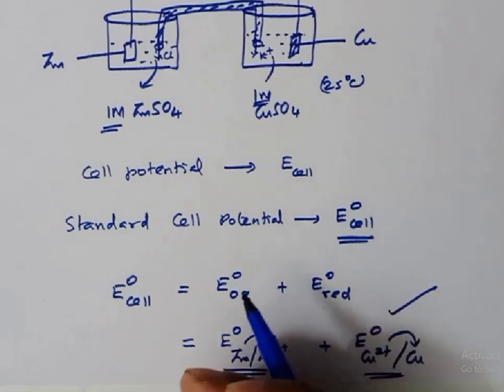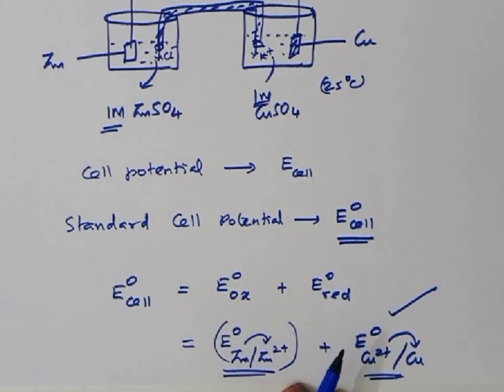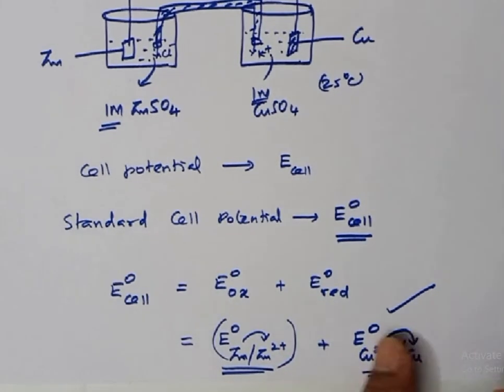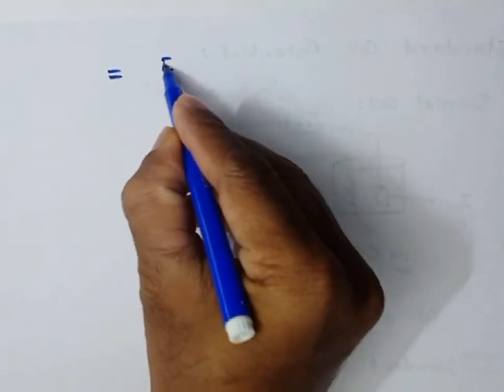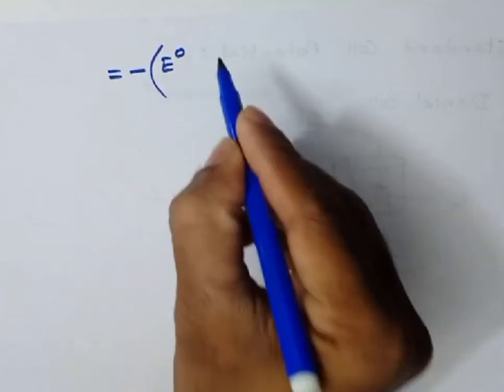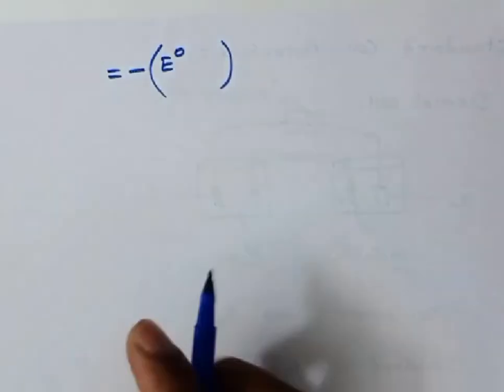What IUPAC recommends is that whatever may be the potential, whether it is oxidation potential or not, you have to represent only as reduction potential. So how to convert? If you want to convert oxidation potential into reduction potential, very simple, change the sign, right? See how to do that. Let me write here. I'm going to put a minus sign in front of E0. Actually the potential is oxidation potential, now I'm going to convert it into reduction.